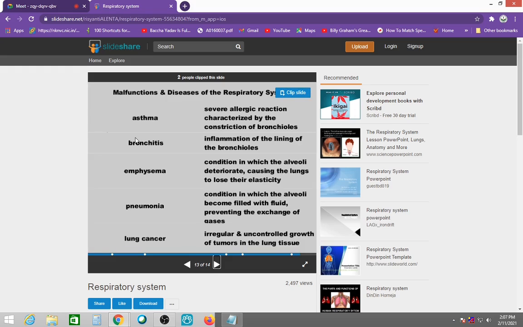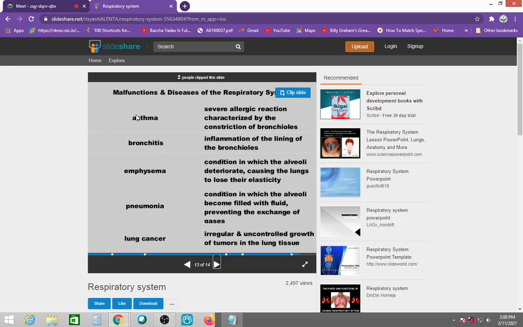So, do you know what asthma is? Just a brief introduction for later classes. Asthma is a type of severe allergic reaction characterized by the constriction of bronchioles. So what type of disease is this, obstructive or restrictive? I told you there are two groups of lung diseases, one is obstructive, one is restrictive.